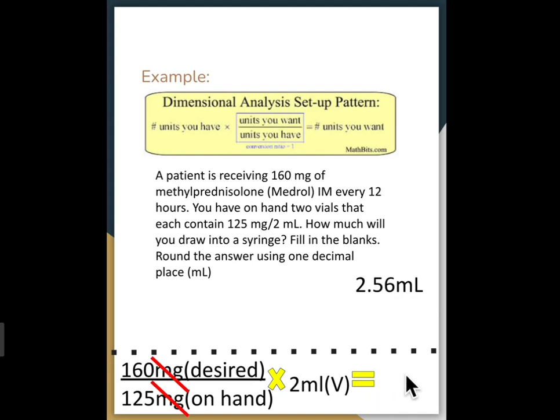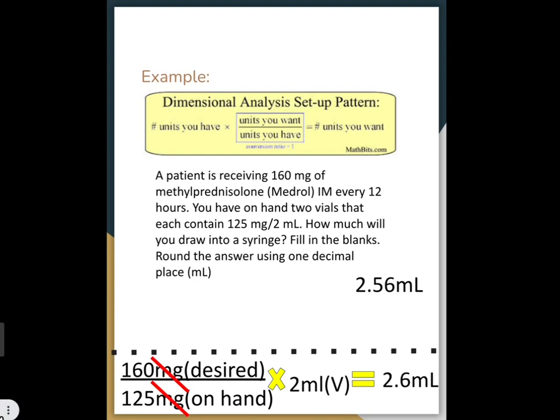Now, is that what you're going to put down as your final answer? Well, it depends on what you're being told in the question. The question wants you to round the answer using one decimal place. Here our answer is in two decimal places. So what do we need to do in order to put it in one decimal place? Go ahead and say it in your mind, say it out loud, or write it down on a piece of paper as I reveal our final correct answer.